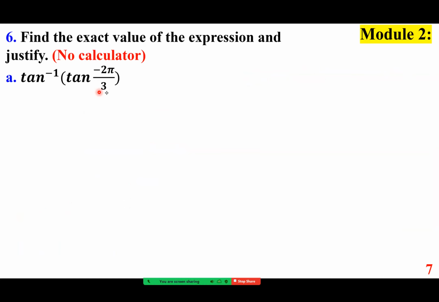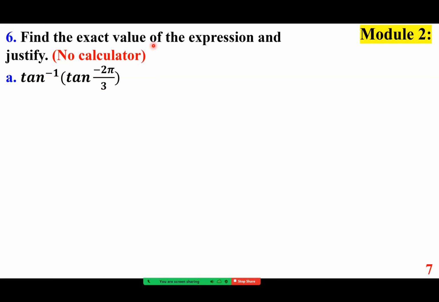So tan of negative 2 pi over 3. That puts us in the third quadrant. By the way, clearly the reference arc is pi over 3. So it's the same as tan of pi over 3. You just got to figure out positive or not.